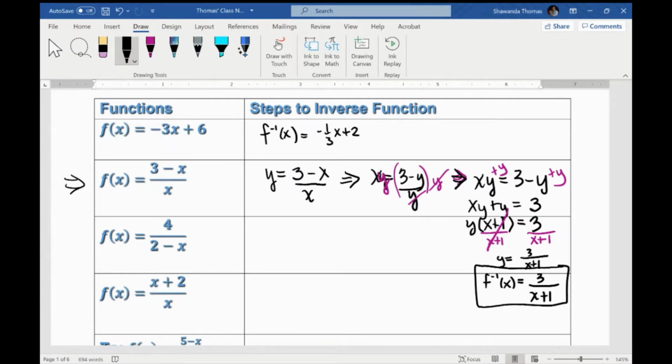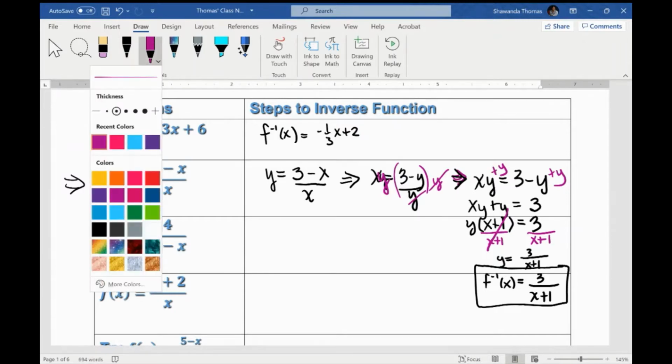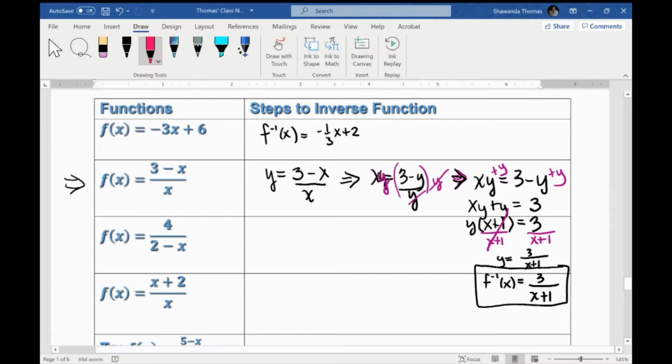We're going to do 3 more, and you'll probably get the hang of it by the next one, I think. All right. The next one. After the next one, I think you'll get the hang of it. Any questions about that one? All right. Let's begin with the next one. My contribution is going to be the first step. The first step is y equals 4 over 2 minus x.